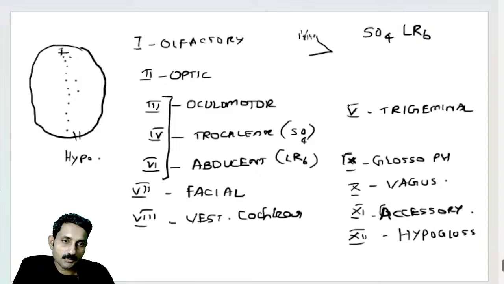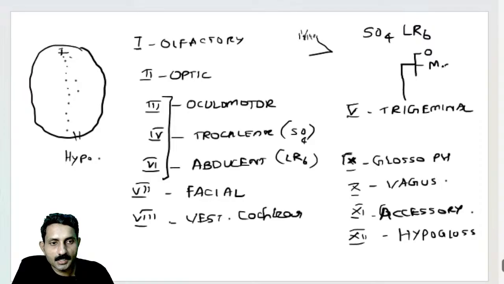What is the fifth nerve? Fifth nerve is trigeminal cranial nerve. Why is it called trigeminal? It has 3 divisions: ophthalmic division, maxillary division, mandibular division. Trigemina, 3 gemini. 3 nucleus, 3 branches are there.